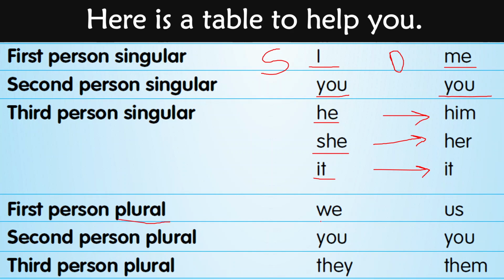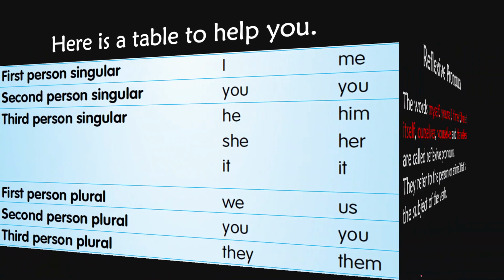For the plural, when we are using we as a subject in the sentence, then us comes as the object in the same sentence. For second person plural, you, the object form is also you. For third person plural, they, we can use them as the object. Okay, so this is the table for you students.